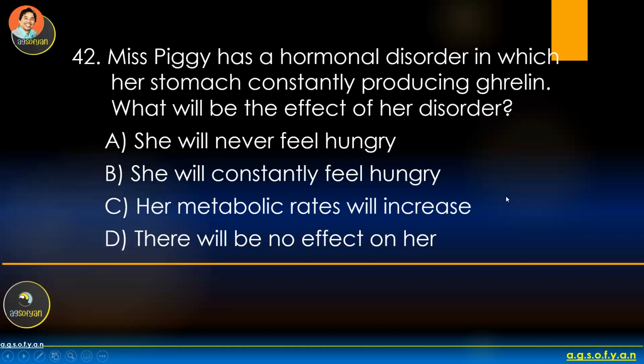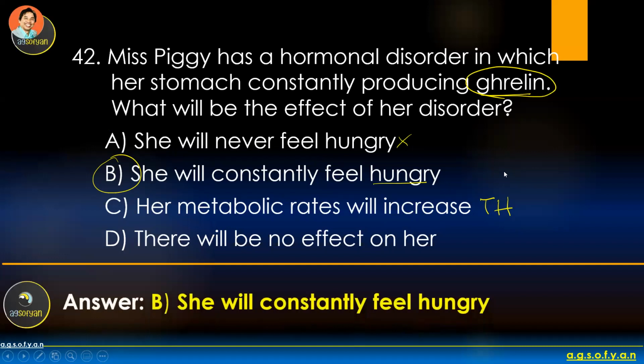Miss Piggy has a hormonal disorder in which her stomach constantly produces ghrelin. What will be the effect of her disorder? She will never feel hungry. Of course not, because ghrelin is the one that makes us hungry, increases the appetite. She will constantly feel hungry. Yes, that will be the answer. How about the next one? Her metabolic rate will be increased. This is not, this is controlled by thyroid hormone. Okay, so the answer will be she will constantly feel hungry.